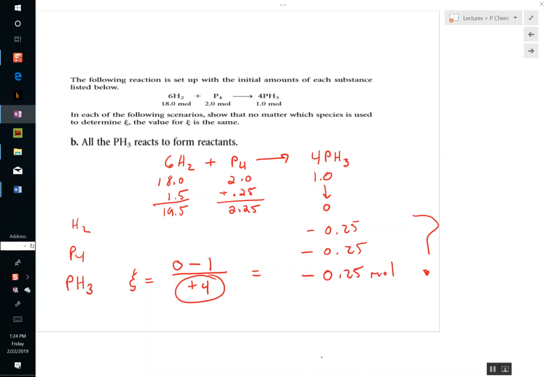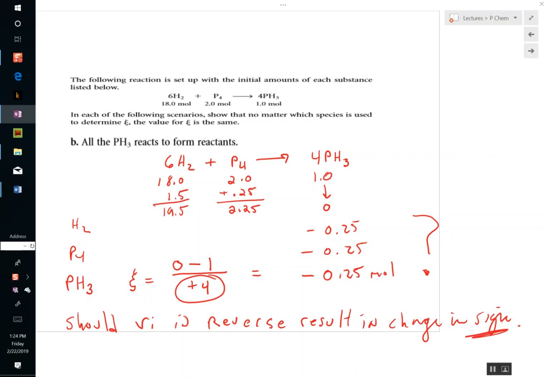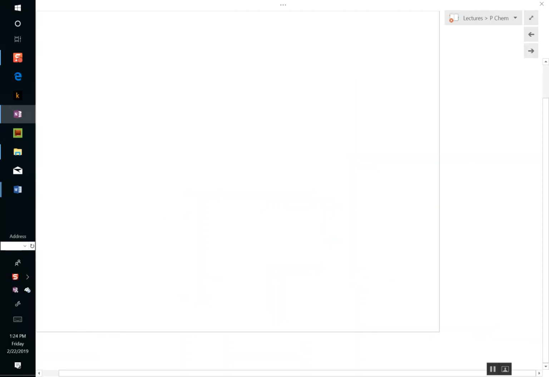All right, so we got a question here. Since we're looking at a product, going back to reactants, should the nu i in reverse result in a change in sign? That's a good question. I do think the extent should always be positive, and yet this example is coming out with a negative.